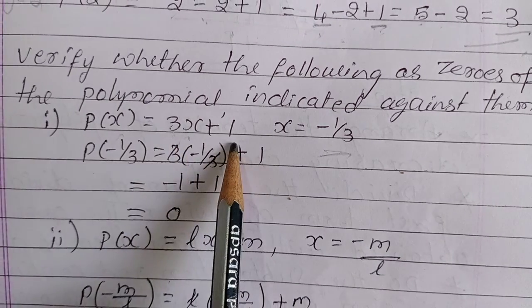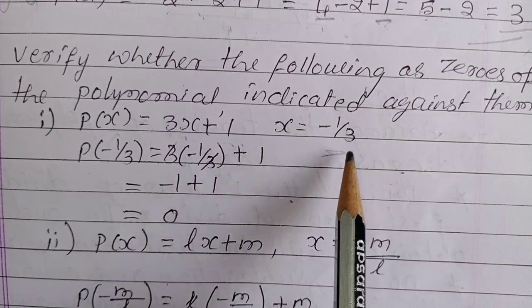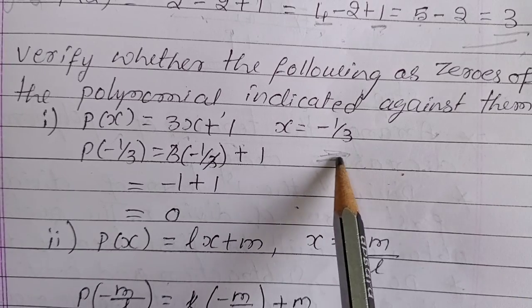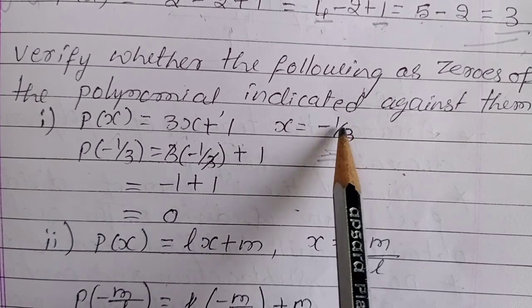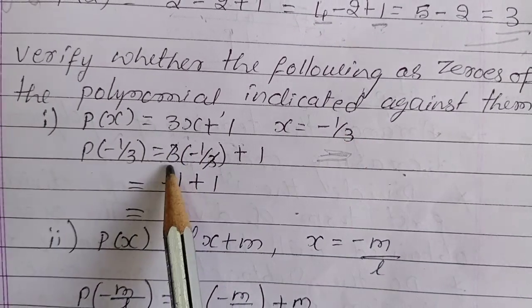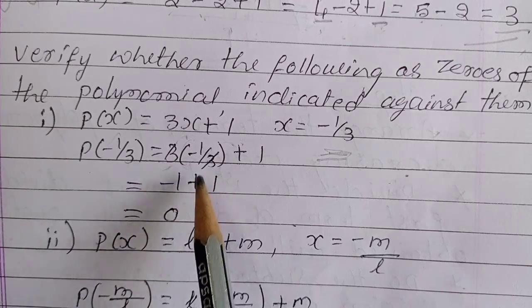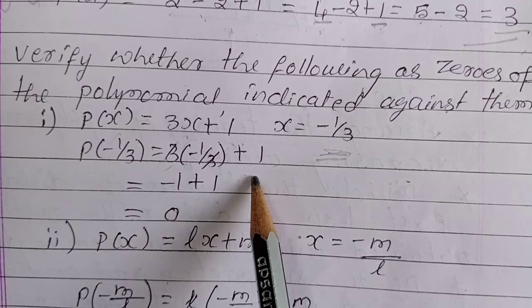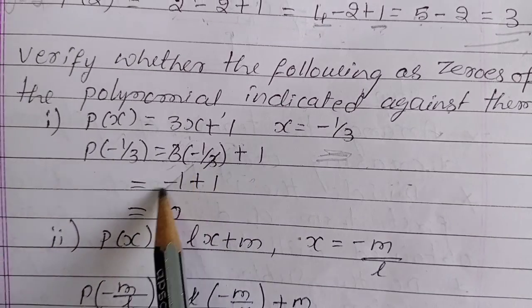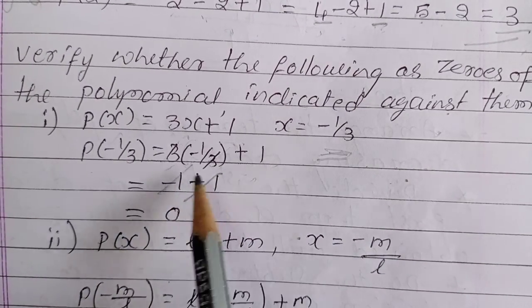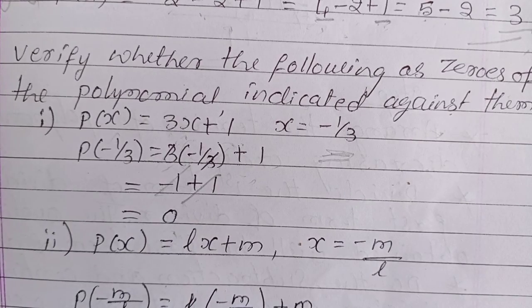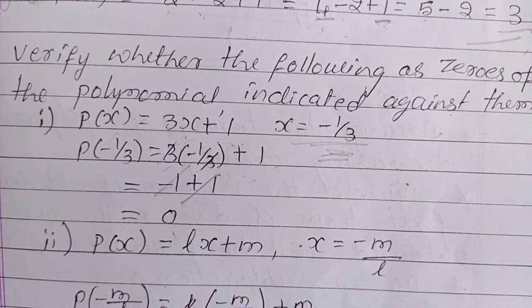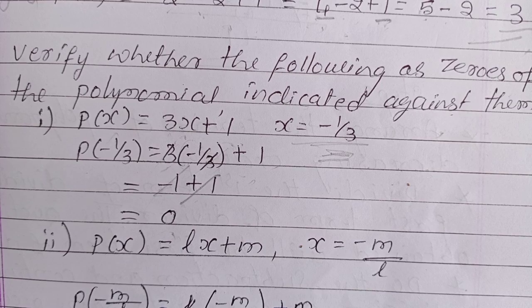So, this is the expression 3x plus 1, the x value is minus 1 by 3. That means wherever x is there, you have to substitute minus 1 by 3. 3 as it is in a bracket, minus 1 by 3, plus 1. 3 gets cancelled, minus 1 plus 1. See here, opposite signs. Plus 1 minus 1 is 0. So, here this value is a 0 of this polynomial. Okay.